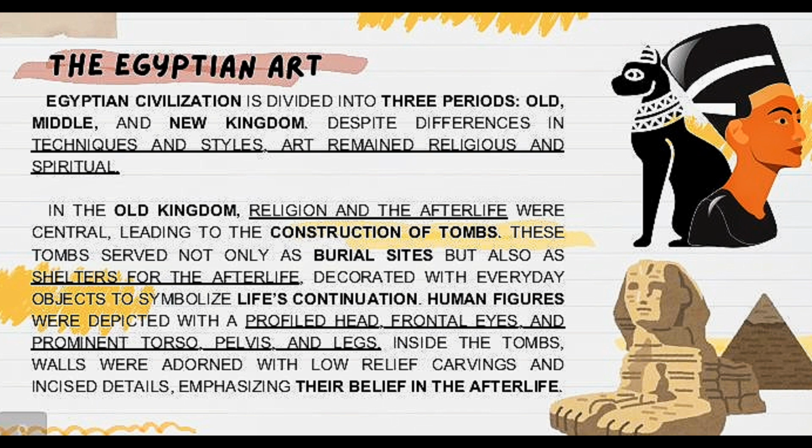During the Old Kingdom, art focused on religion and life after death. This is why they built tombs, not just as a burial place but also as shelters for the afterlife. These tombs were filled with everyday objects to help the dead in their next life.